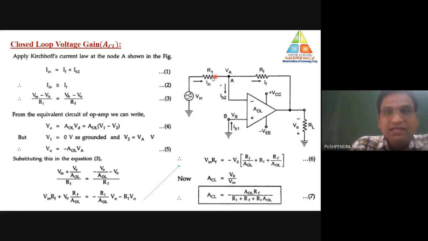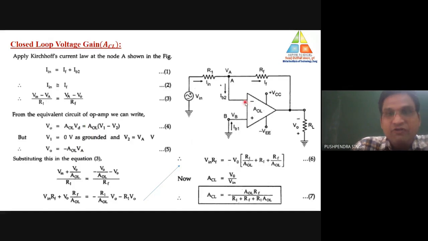Then what is IN? IN is equal to VIN minus VA divided by R1. And what is IF? IF is equal to VA minus V0 divided by RF. Now in this equation number 3, as we are deriving the expression of closed loop voltage gain, we want the value of V0 and the value of Vin, but we don't want the value of VA. This VA is an intermediate voltage. So after that, we are going to replace the value of VA in terms of either Vin or V0.